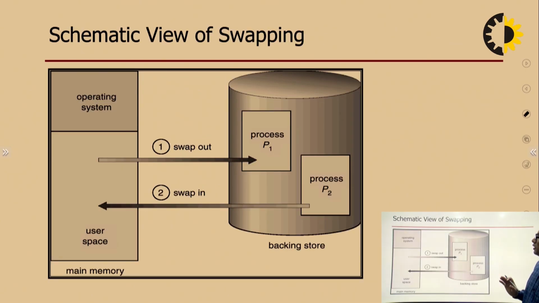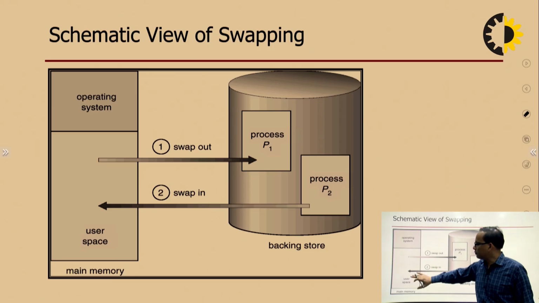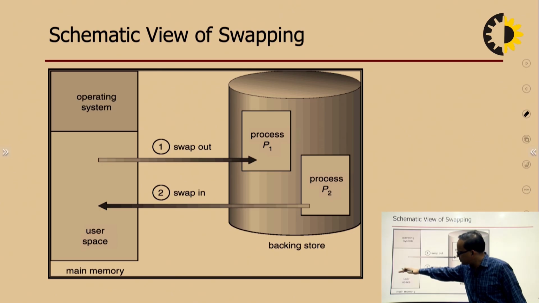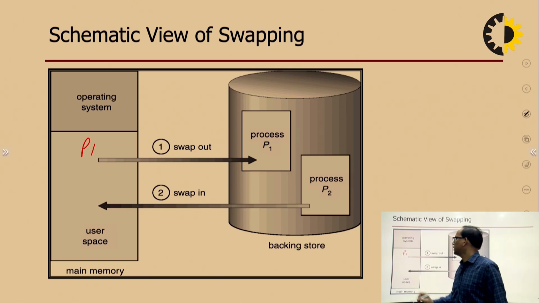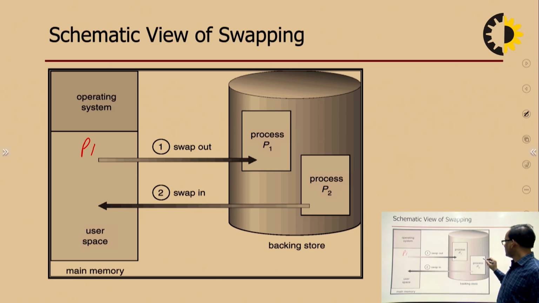This is the basic diagram for the swapping concept. This is our main memory and this is the secondary storage. Initially, there are two processes or programs on the secondary storage, P1 and P2. And this is our main memory. User programs are loaded in this user space. So, suppose initially the first program P1 is loaded into main memory. P1 is in main memory. And the next program is our P2.